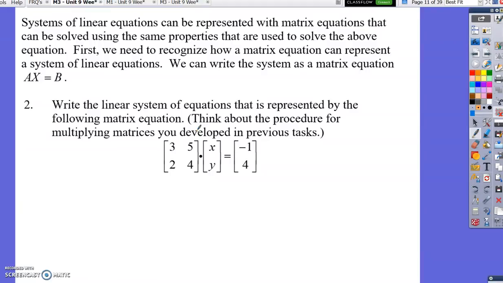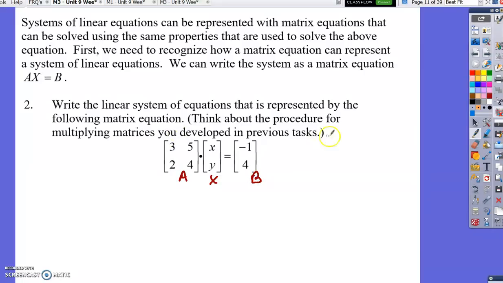The question is that systems of linear equations can be solved with matrix equations. The process uses the same properties that we used for our first equation. First, we need to recognize how a matrix equation can represent a system of linear equations. We can write the system as a matrix equation, matrix A times matrix X equals matrix B. So this is a matrix equation. Here's matrix A, X, and B.